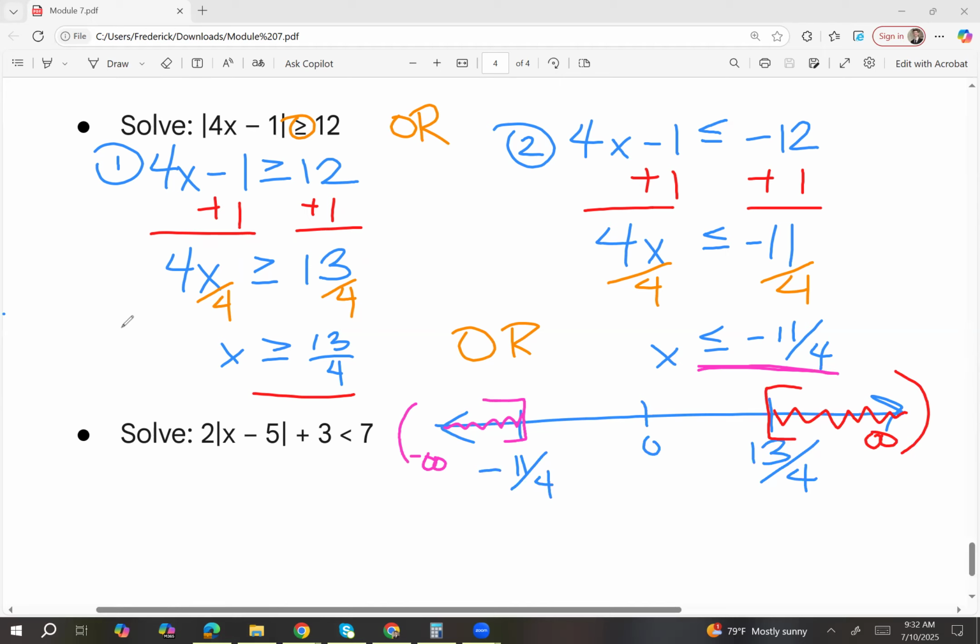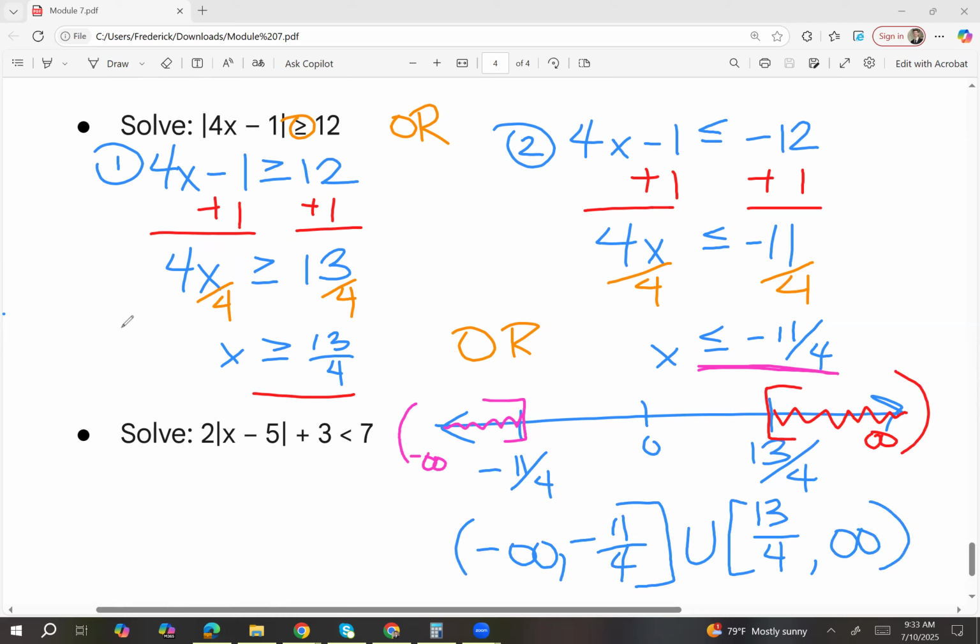So let's now translate that to our final interval notation. Remember, or means union. So negative infinity to negative 11/4, union. Oop, I used the wrong symbol there. Back up a step. This could be equal to negative 11/4. Union could be equal here to 13/4. And comma is up to infinity, close paren. So there's our final solution.